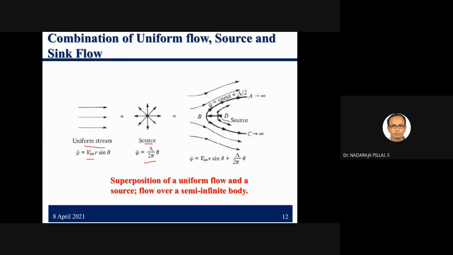So it's a combination. When we have a combination of these two, we will arrive at a shape which is a semi-infinite body. So please take this. You have a semi-infinite body shape A, B, and C, and there are streamlines passing through, and we have a solid line where ψ is equal to constant, that is λ by 2.